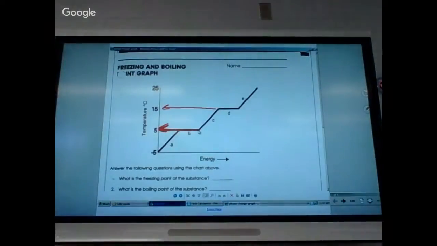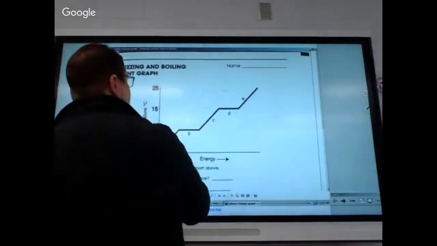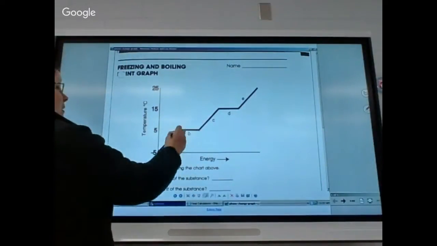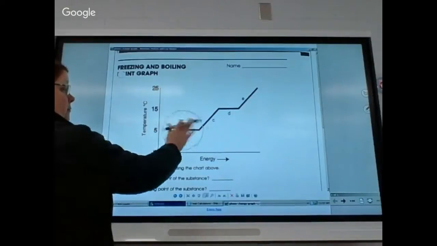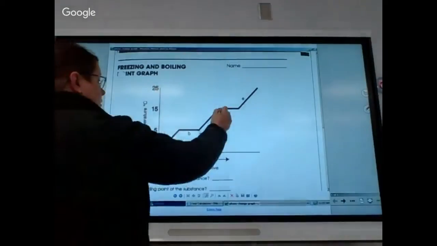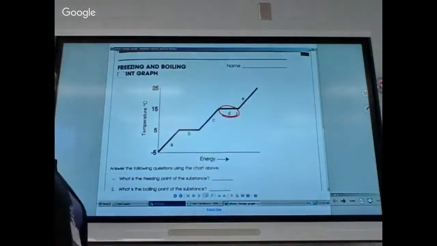All right, where's the solid warmed? A. Where's the liquid warmed? C. Where's the vapor or the gas warmed? E. All right, which letter represents melting? Melting is B as in boy. Which letter represents vaporization? D as in dog. Everybody okay with that one?